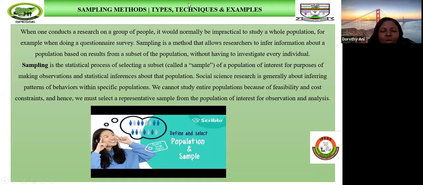Tomorrow. So we want to look at sampling methods, types, techniques, and examples. When one conducts research on a group of people, it will normally be impractical to study the whole population. For example, when you are doing a questionnaire survey, sampling is a method that allows researchers to infer information about a population based on results from a subset of this population.